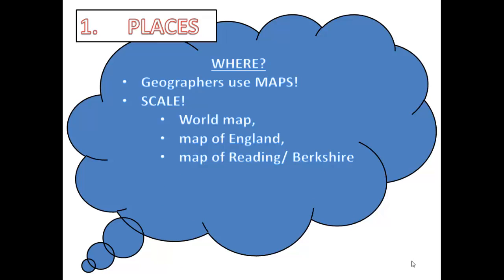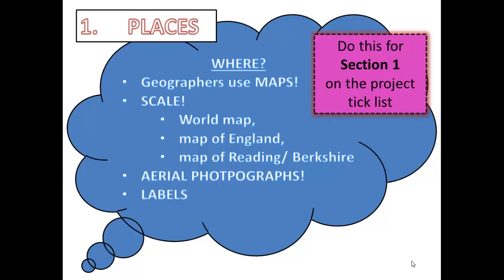However, there are lots of other scales of maps that you could include. You could include a map of Europe, you could include a map just of your neighbourhood, the few streets around your house. It's also good to use aerial photographs. These are like maps but pictures taken from the air. The most important thing, however, is to add labels to each of these maps. Without labels, it's just a map that you've put in your project. This slide summarises what you should do for Section 1 on the project tick list.